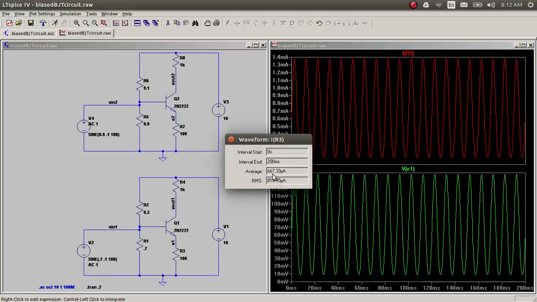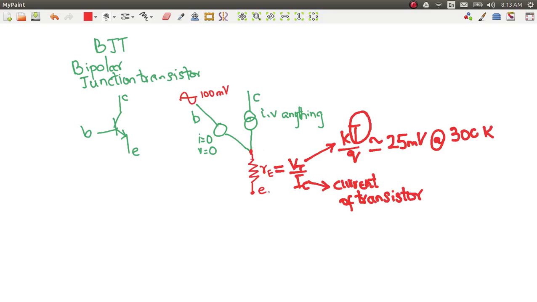So the average is around 600 microamps. So for this resistance it will be 25 millivolts, 25 milli divided by 0.6 milli, approximately 600 microamps, 0.6 milliamps.